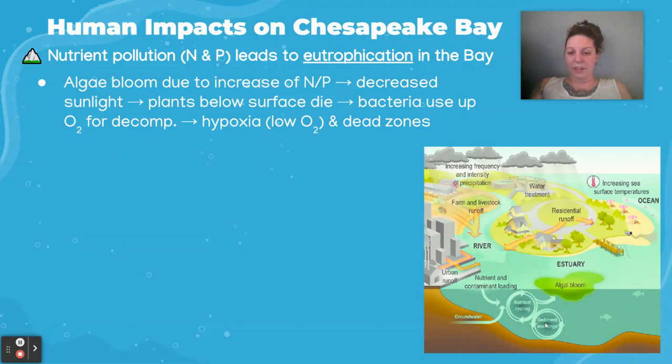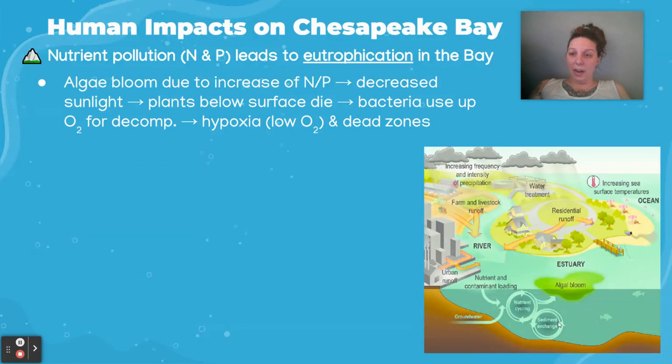We can see our nutrient and contaminant loading leading to this algae bloom. So remember that nutrients like nitrogen and phosphorus tend to be limiting factors for algae. So when we input a lot of those into the ecosystem, we see huge amounts of growth, which sounds like it might be a good thing, but in reality, it's not. So that algae is going to block out the sun from the waters below. So the plants that are below the surface are going to die.